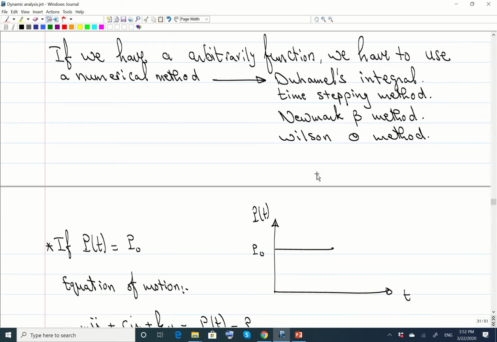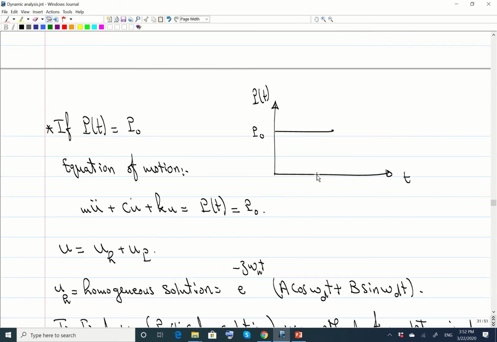Before understanding those numerical methods, we're first going to try to find an analytical solution for certain simple forces applied to a structure. So let's start with P of t constant, P naught. So the force applied to the structure is constant, P naught. You would say, okay, that's a static force. No, this force is applied suddenly on the structure.